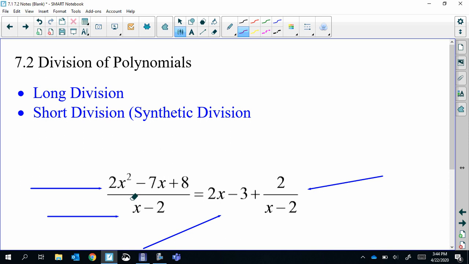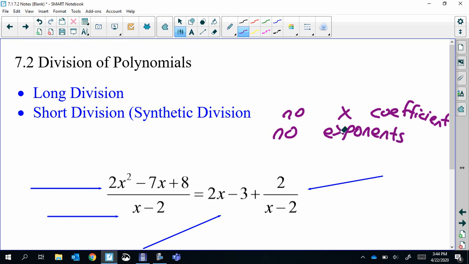So there's no coefficient with the x. And the other part is there can't be anything bigger than an x, like no x squares or anything like that. So no exponents and no coefficients. It has to just be like x minus 2 or x plus 2 or x plus 3 or whatever.